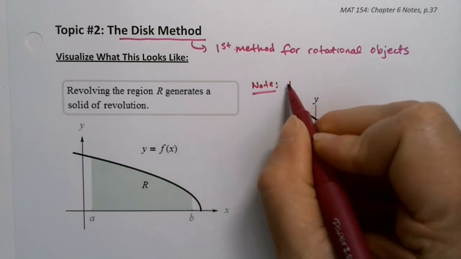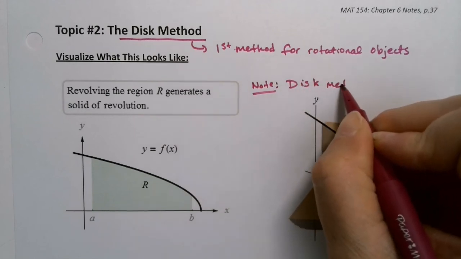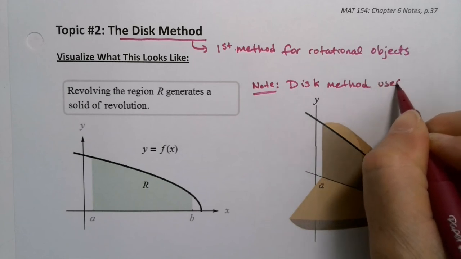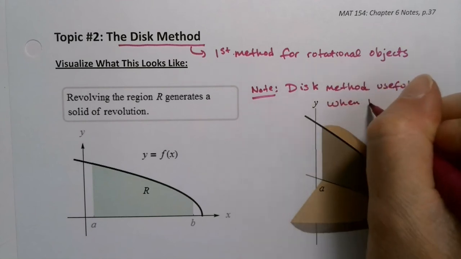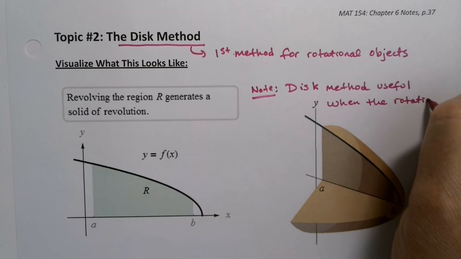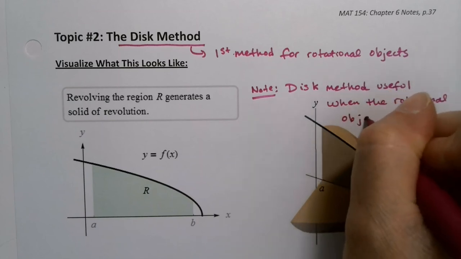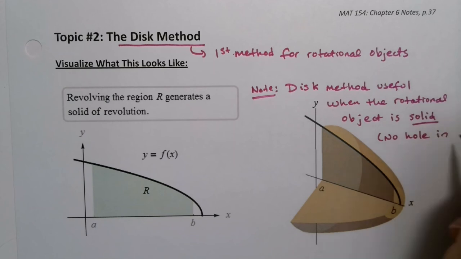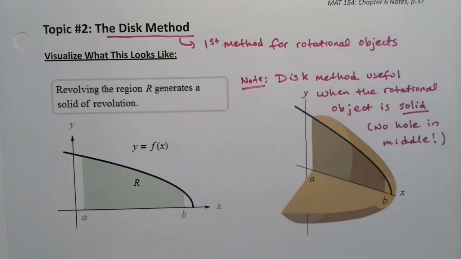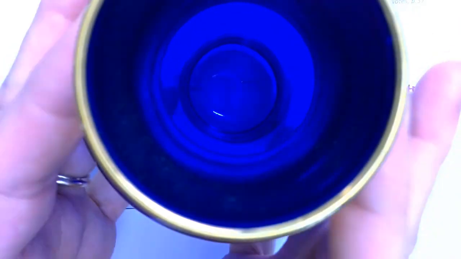The disk method is useful when there's no hole, right? Useful when the rotational object is solid. Right? It has no hole in the middle, right? So you're spinning it around. Now, it might seem strange, but that actually works for something like a vase because the volume is all the air inside. That's what we want to know.